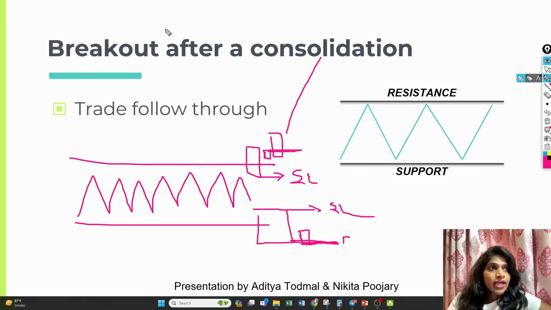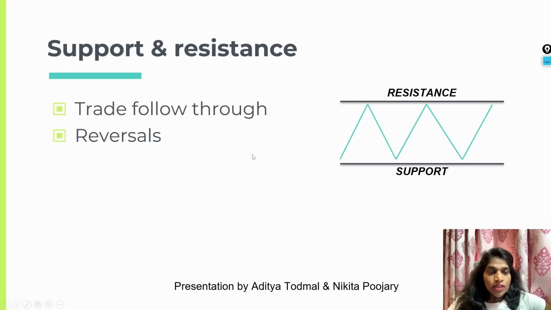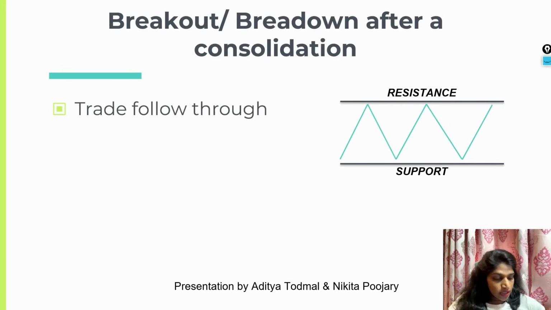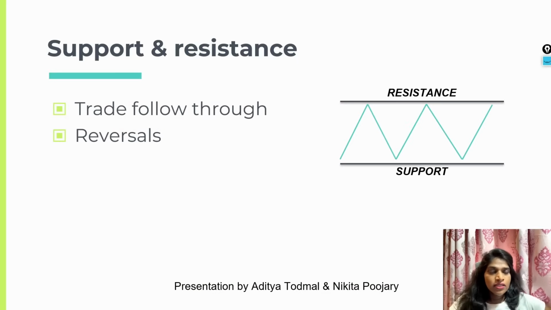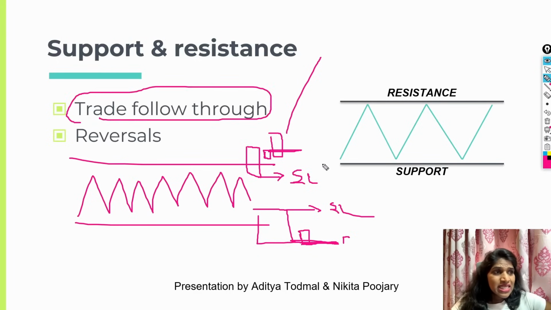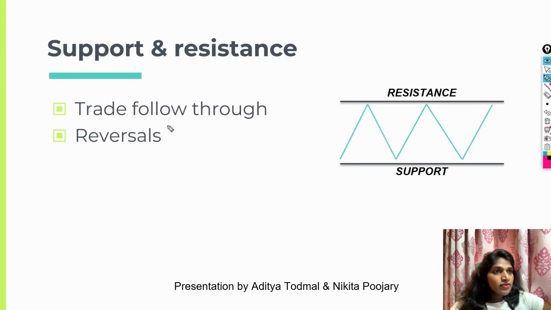So this is a breakout or a breakdown after consolidation. Now that was the first one, which was breakout or breakdown after consolidation. Now let's look at the second type, which is support and resistance. The first one of this is basically trade follow through. This is exactly the same as what we just discussed, which is breakout or breakdown of a support and resistance, of a consolidation.